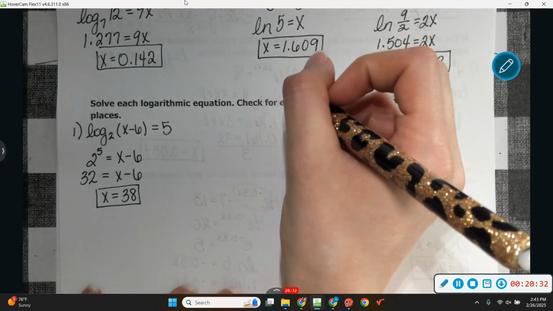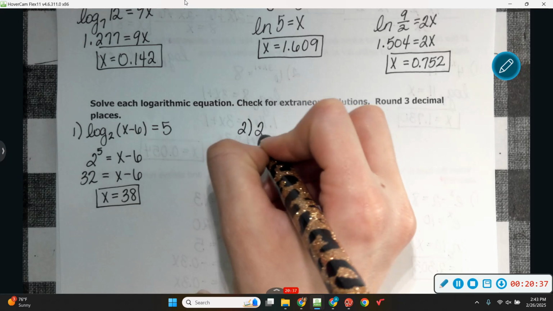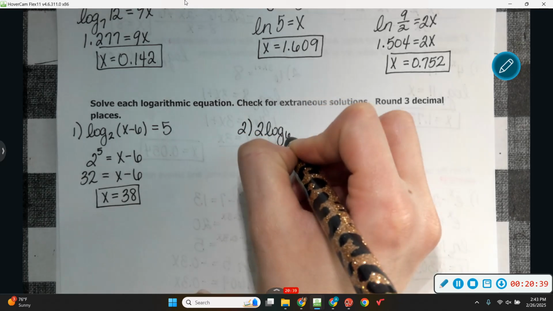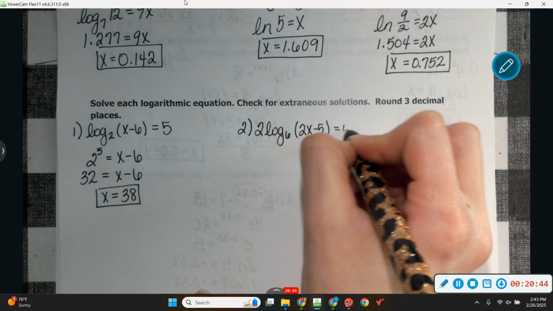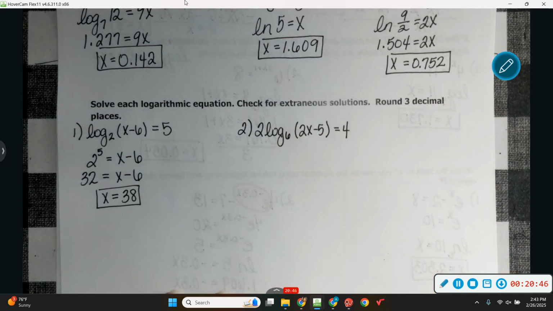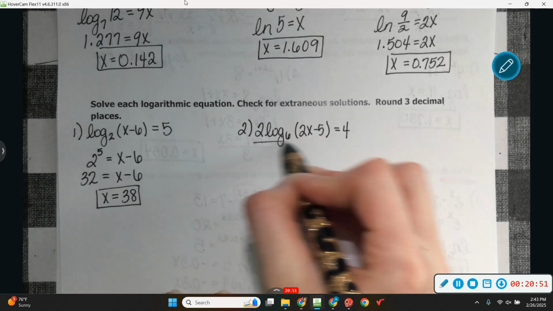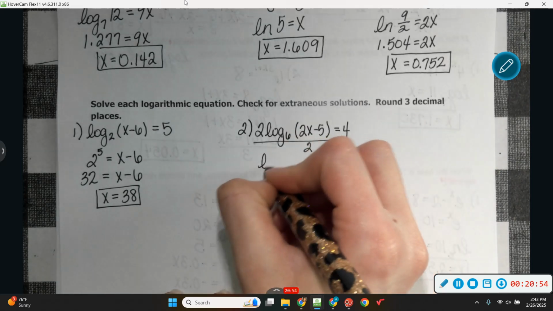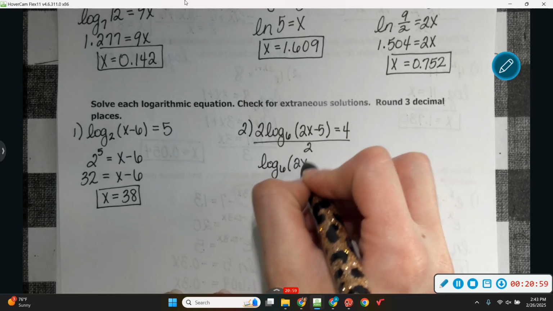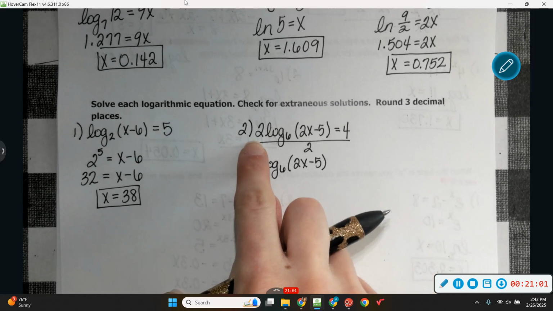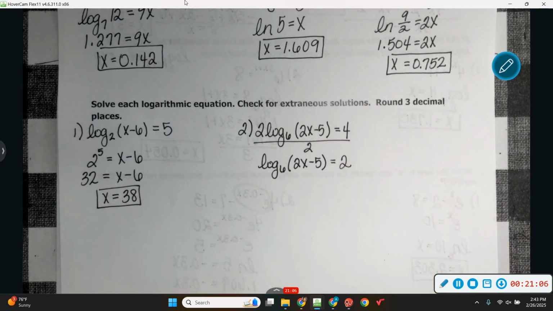Okay, my second example is 2 log base 6 of 2x minus 5 equals 4. So if I want the log by itself, I need to divide both sides by 2. That leaves me with log base 6. Notice that that base never changes. Neither does the 2x minus 5. You're only getting rid of the 2 as the coefficient. And so 4 divided by 2 is 2.